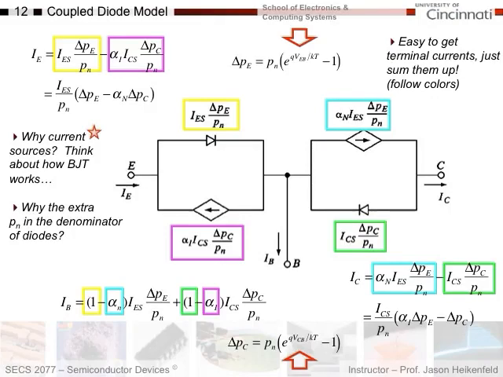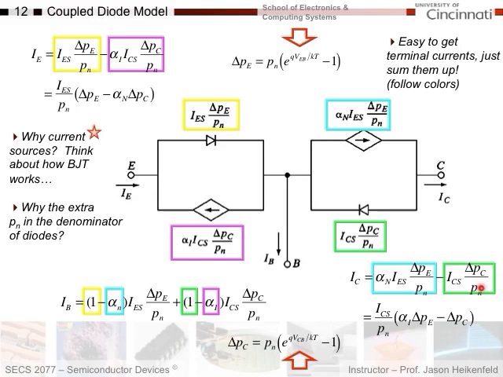Okay, so in the previous part of this lecture, we derived the basic equations for the coupled diode model, and let's now put those equations in the model and see if everything makes sense. So the first thing is, how did we take these equations we developed for the emitter and for the collector and put them inside this model?